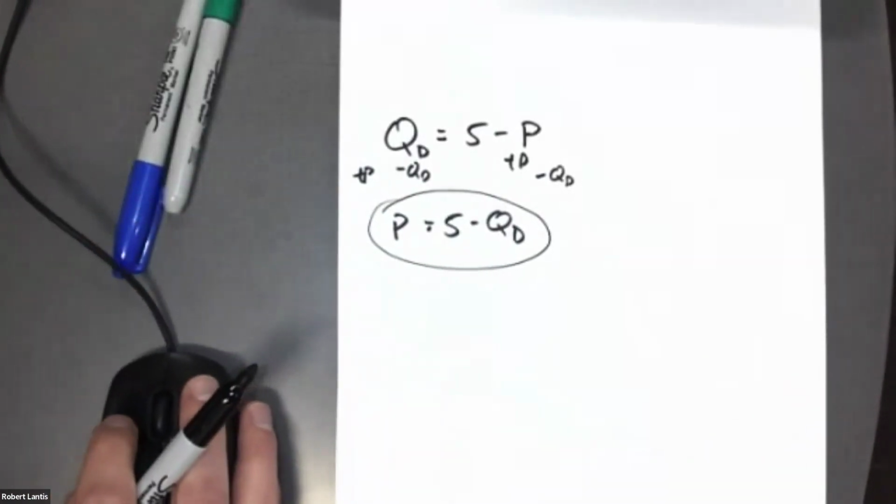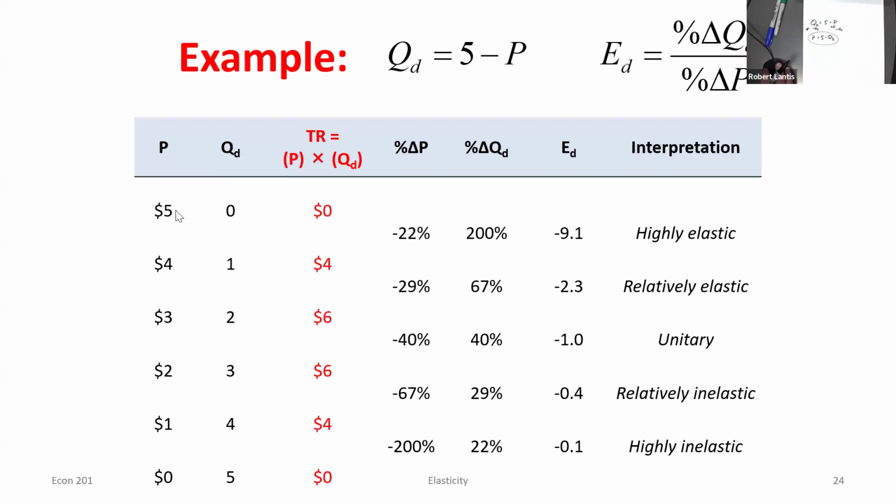Okay. So here, if I have a price of 5, the reason I wrote the equation this way is because you can hopefully easily see that when the price is 5, the quantity demanded would be 5 minus 5, which is 0. When the price is 4, what would quantity demanded be? 5 minus 4 is 1, etc. So I've got these different prices and corresponding quantities. What would my total revenue be? Well, total revenue is simply price times quantity. So 5 times 0 is 0, 4 times 1 is 4, 3 times 2 is 6. This is an easy example.